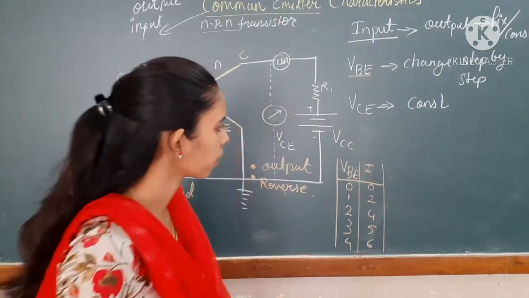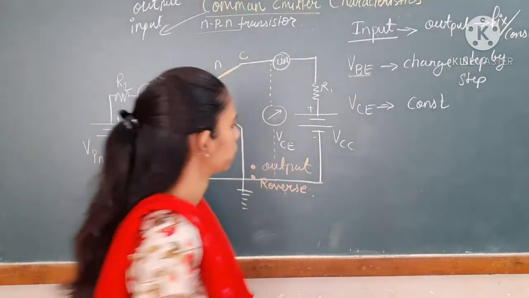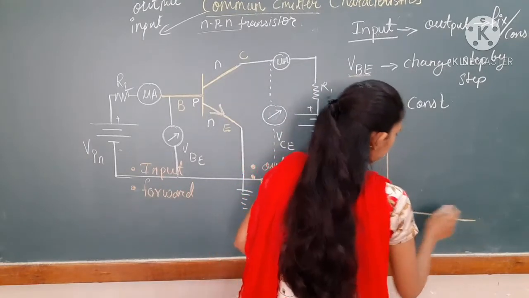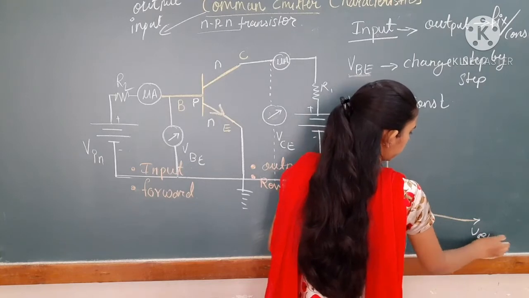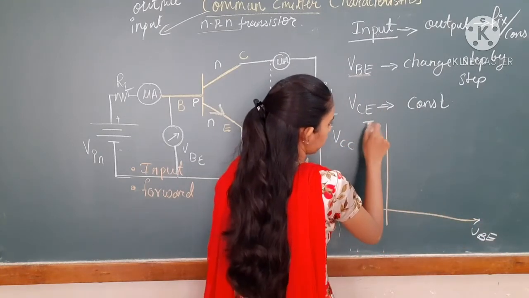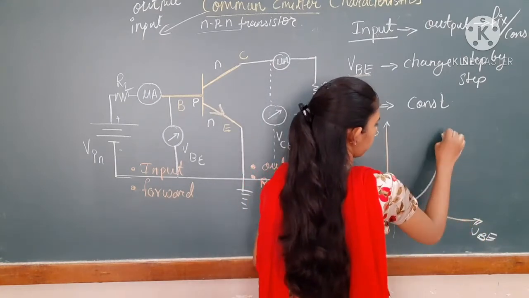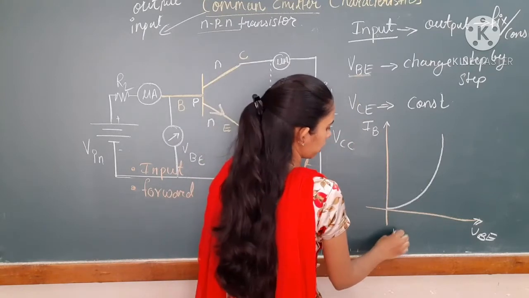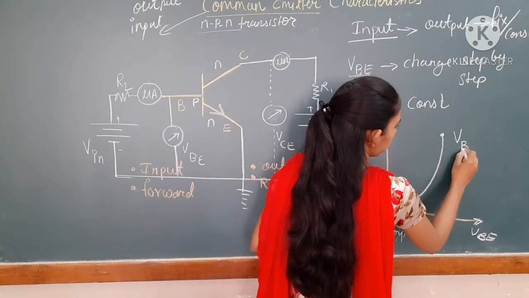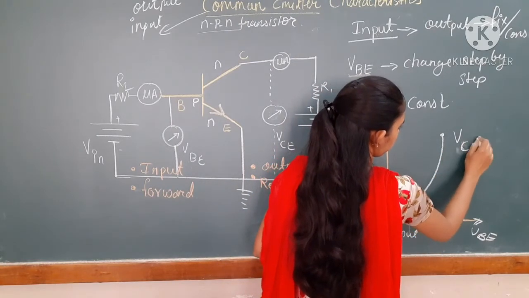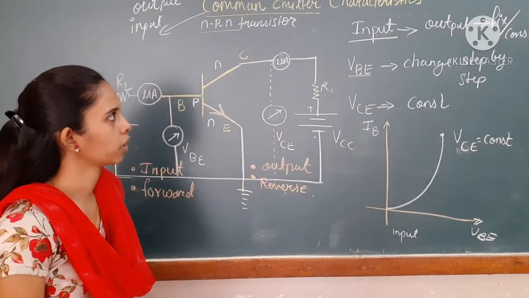So how can we draw the diagram? That is the graph of IB and VBE. So this is the graph of, here we have to take VBE and here we have to take the current. So this is the diagram which is showing the input characteristic. Here you can say that we have taken VCE to be constant. So this is the graph of input characteristic.